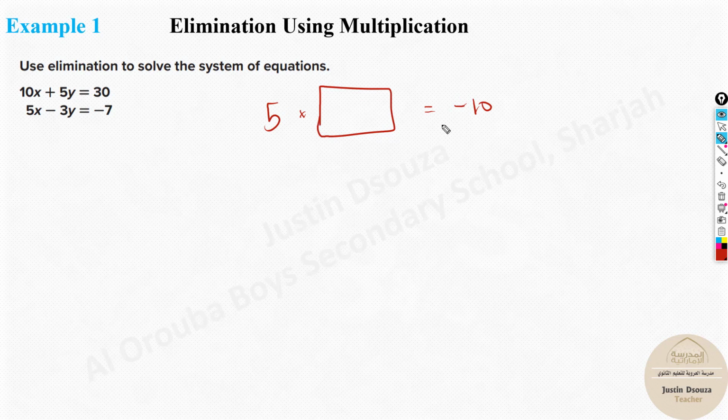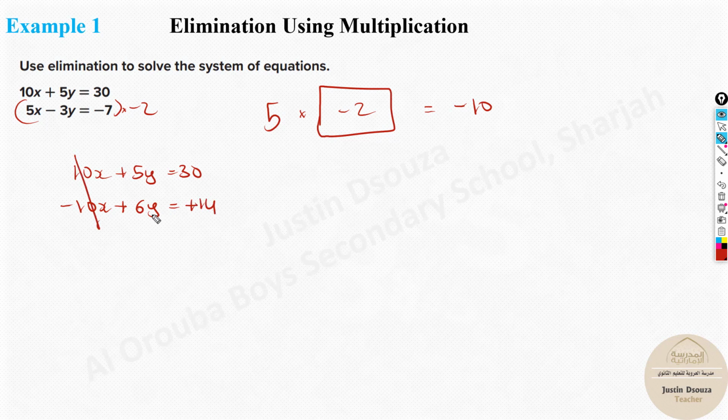You can take this to the other side and divide minus 10 by 5, it will be minus 2. Or you can just think, okay, 5 times minus 2 will be minus 10. So this entire equation must be multiplied by negative 2. In the sense, each term will be multiplied by minus 2. So let me write the above equation as it is, the first one over here: 10x plus 5y equals 30. No change in that. But below, I need to change this entirely because it's multiplied by negative 2. So it will be minus 10x plus 6y equals plus 14.